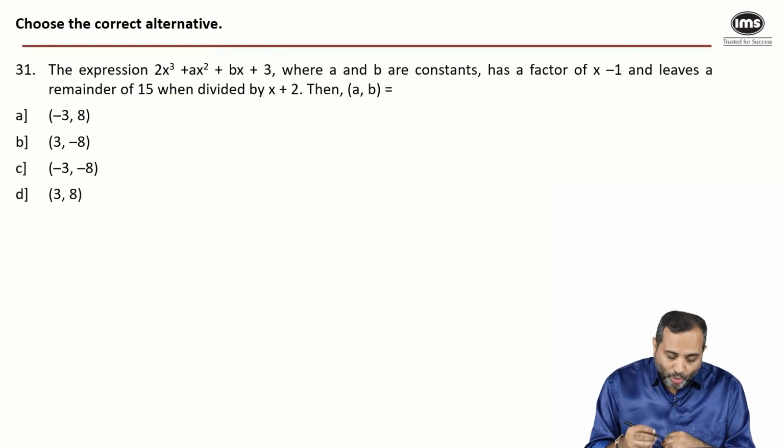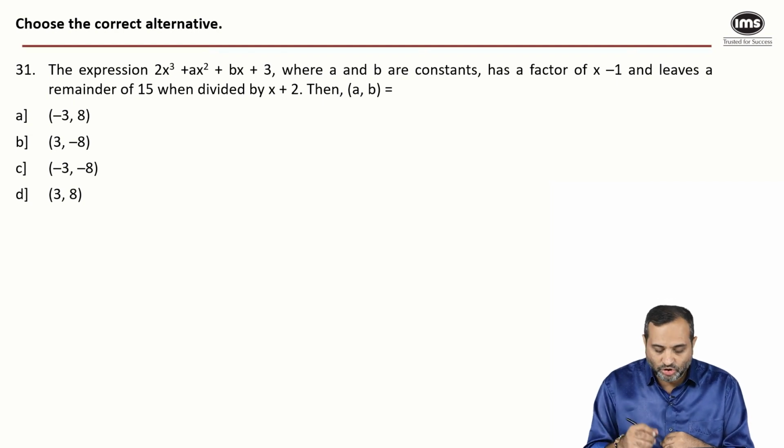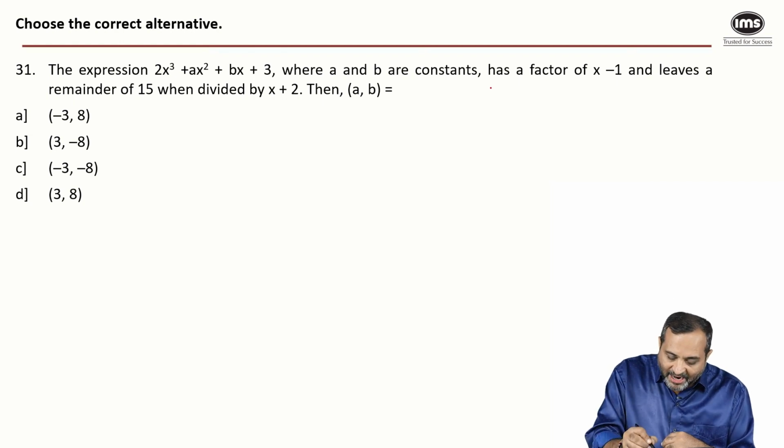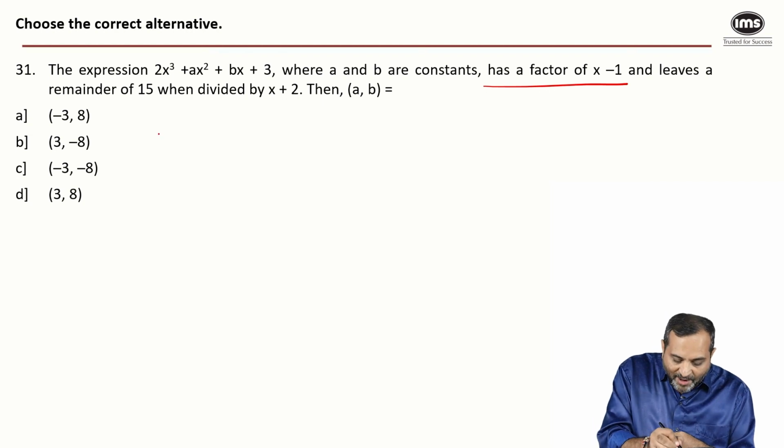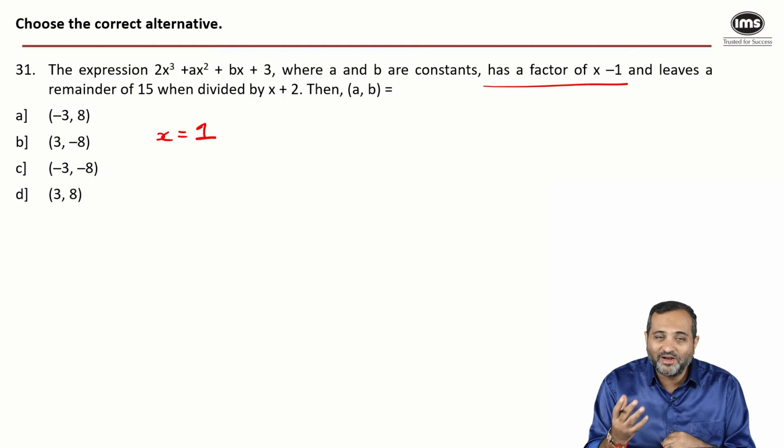The expression 2x cube plus ax square plus bx plus 3, where a and b are constants, has a factor of x minus 1 and leaves a remainder of 15 when divided by x plus 2. I want to find the value of a and b. So let's look at the first condition. Can I say x minus 1 is a factor of the given polynomial? That means if I plug in x equal to 1 in the given expression, I should get a remainder of 0. So let's plug in x equal to 1.